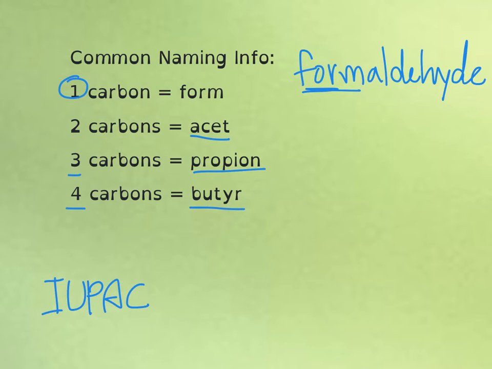These are just telling you how many carbons. So if you happen to see any of these root words, they're telling you how many carbons. They are also named differently with our normal methyl, ethyl, propyl, butyl naming scheme that we've been going along. You are not required to use these, but I just wanted you to be aware that if you came across names using the form, acet, propion, and butyr, that's what it meant.